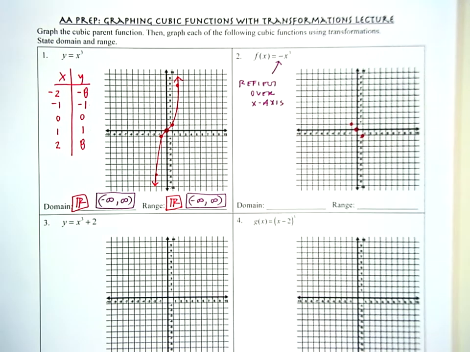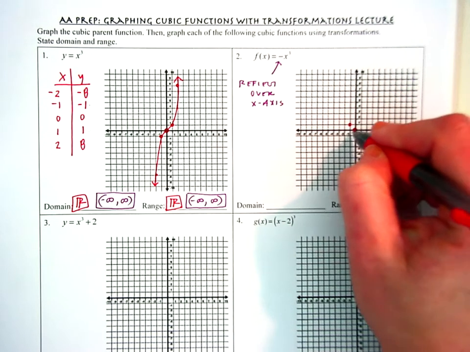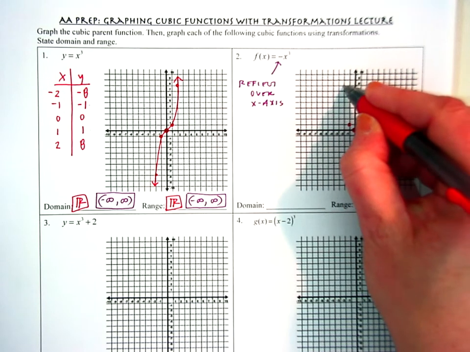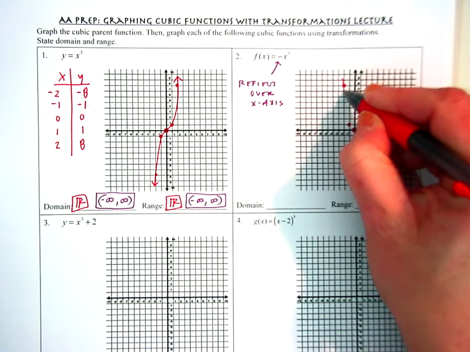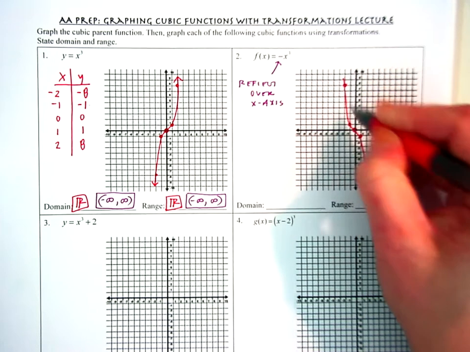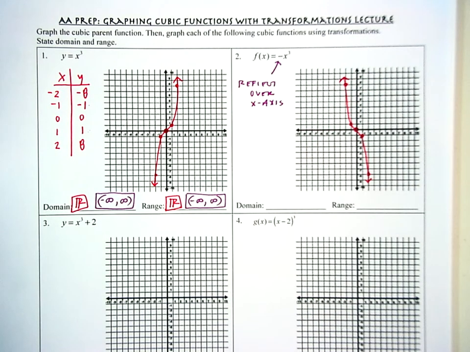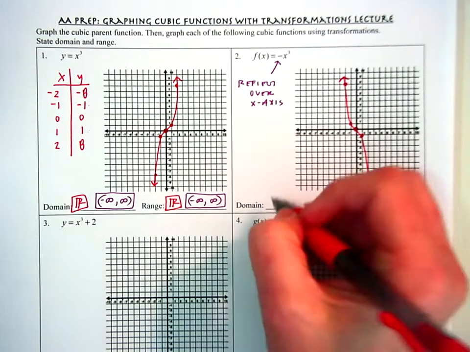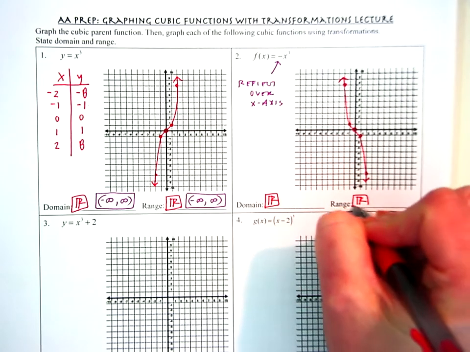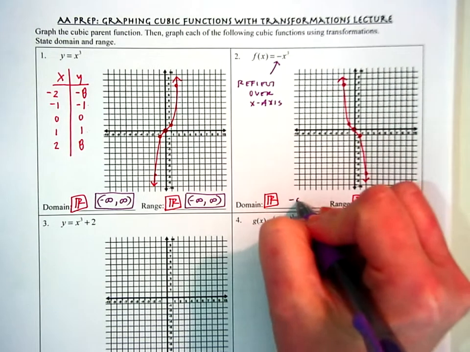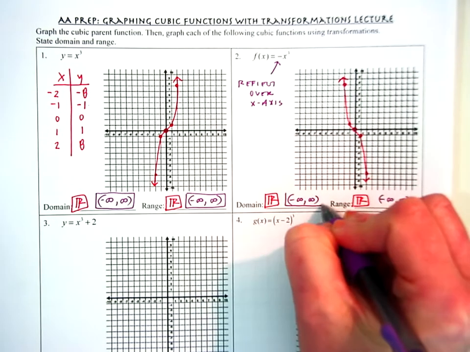And then I can see where the other points are going to end up falling, because next I would be over 2, up 8. So here I'm going left 2, up 8, and right 2, down 8, just like so. So I can see that it has reflected perfectly across the x-axis. Okay, and again, my domain, my range are going to be the same for every cubic function. All real numbers here, and all real numbers here. Okay, or negative to positive infinity, if you prefer the interval notation.